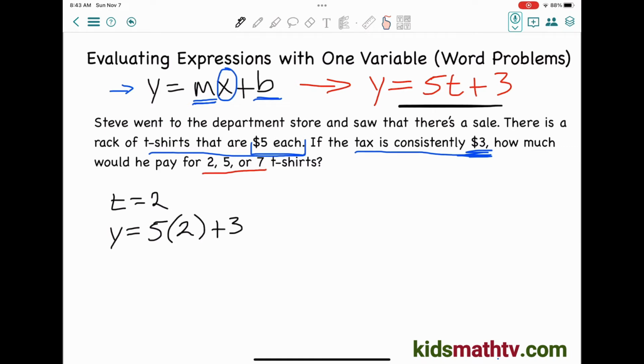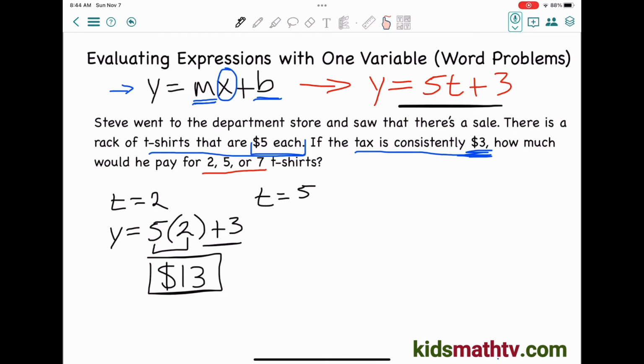Now we can evaluate pretty easily. So 5 times 2 is 10, plus $3 is $13. That's some mental math right there. Pretty easy. So for 2 t-shirts, you would have to pay $13. Let's take a look at when t equals 5.